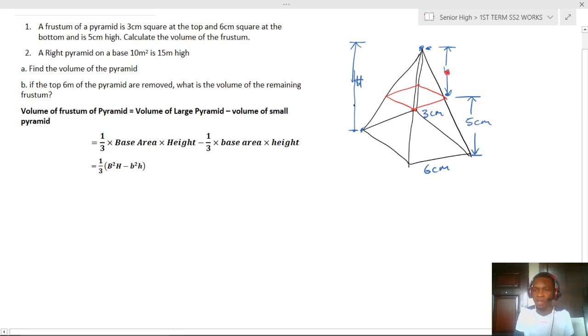Let me change this to my small h. Okay, I can leave it as h. So it will be 5 plus h. To get the big height from the bottom to the top, it will be 5 plus h.